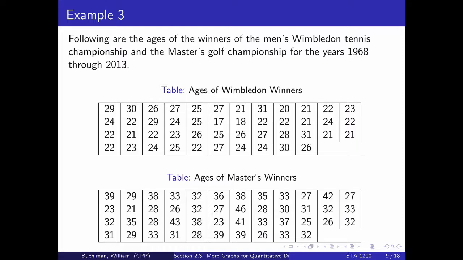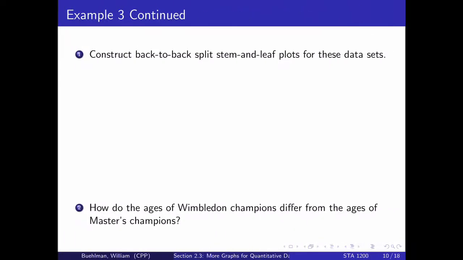Here's example 3. The following ages are winners of the Men's Wimbledon Tennis Championship and the Men's Golf Championship for the years 1968 through 2013. So the top table we see is the age of the Wimbledon winners, and the bottom table is the age of the Masters winners. So we're going to do some things. So the first thing we're going to do is construct a back-to-back stem and leaf plot for these data sets. And then we're going to see how the ages of the Wimbledon champions differ from the ages of the Masters.